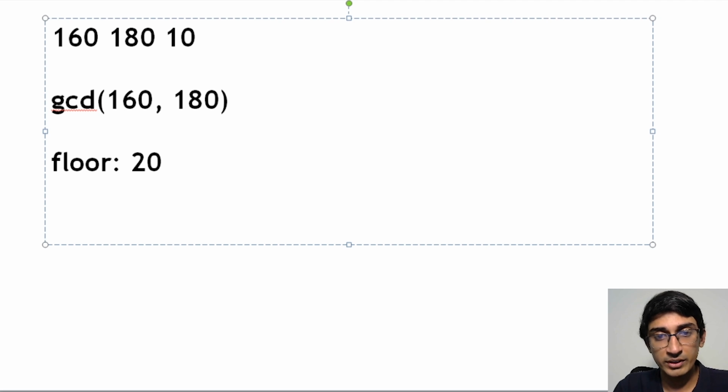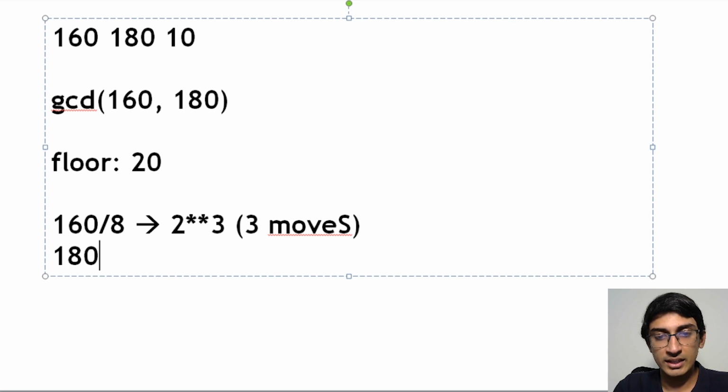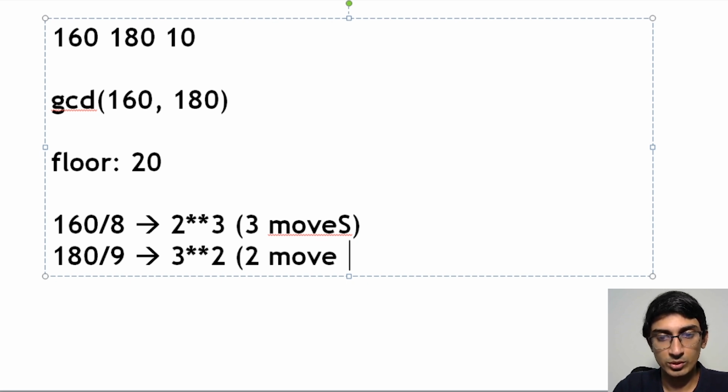So the way we are going to reach is we are going to divide 160 by 8, right? So 160 has to be divided by 8, which means that there were 3 moves of 2, which is 2 raised to 3. So 3 moves here, and 180 has to be divided by 9, which means how many moves were there? There were 2 moves of 3, right? So there are 2 moves over here.